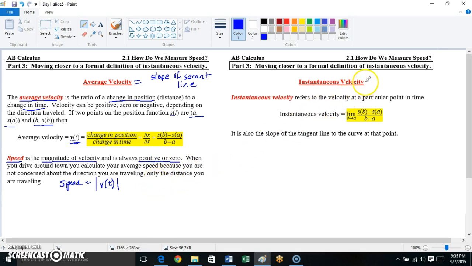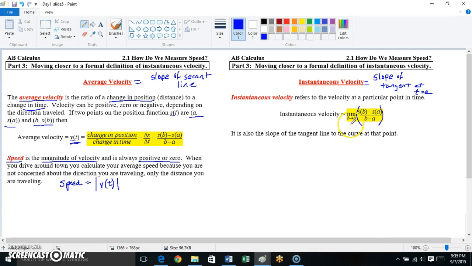Okay, instantaneous velocity. We can think of it as the slope of the tangent line at a particular point or at a particular time, t equals a. All right, so the instantaneous velocity refers to the velocity at a particular point in time. But remember, this ratio is our average velocity.